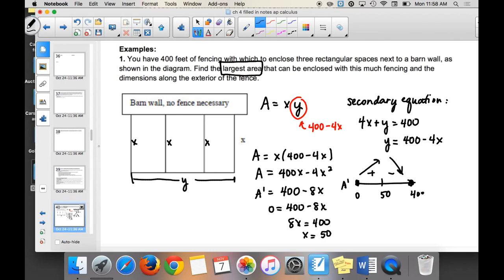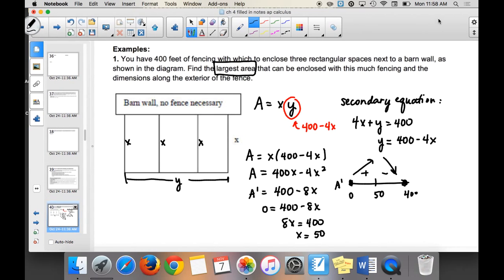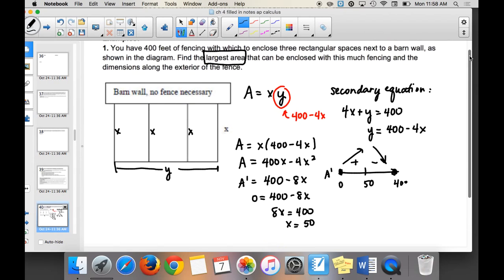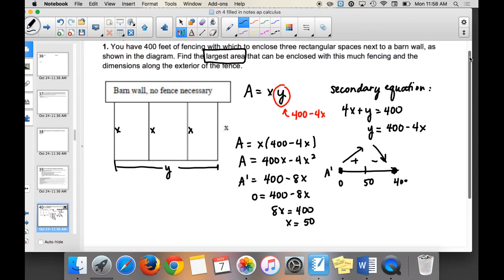So is that a maximum then? Yeah. So we would say 50 feet of fencing creates the maximum. So what was the exact question? It said, find the largest area that can be enclosed with this much fencing and the dimensions along the exterior. So we know that x is equal to 50. So if we have 50, 50, 50, and 50.